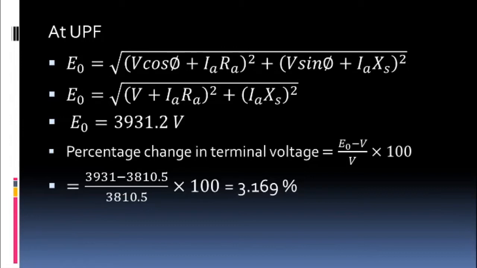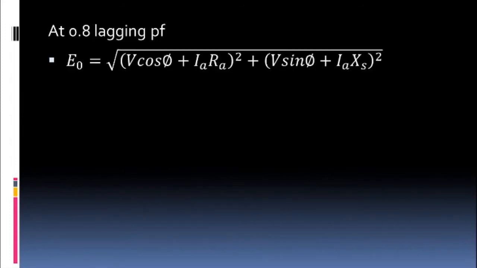If you got the value of percentage regulation for unity power factor, go for the next load condition, which is 0.8 power factor lagging. So induced EMF is equal to the same equation: root of (V cos phi plus IaRa) the whole square plus (V sin phi plus IaXs) the whole square. Just remember this formula, okay? And if you can't remember this formula, it's just simple. You just draw the phasor diagram and automatically this equation will be clear to you.